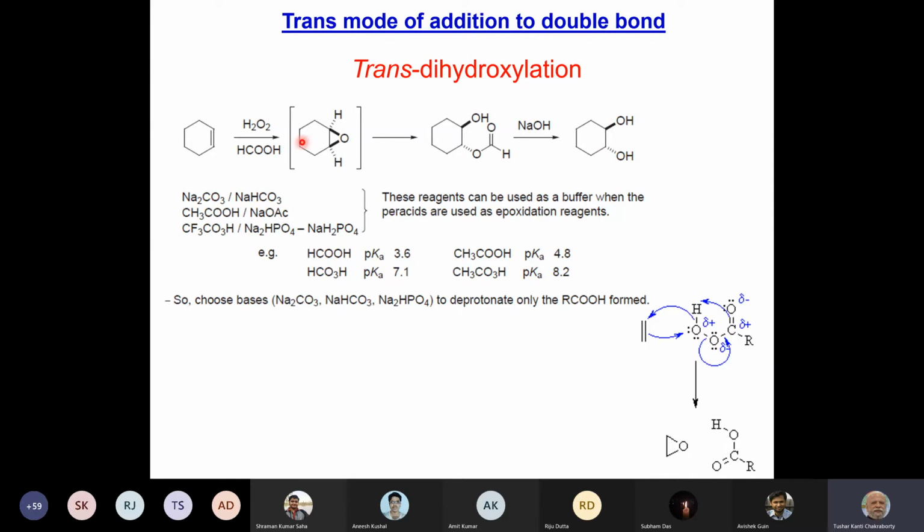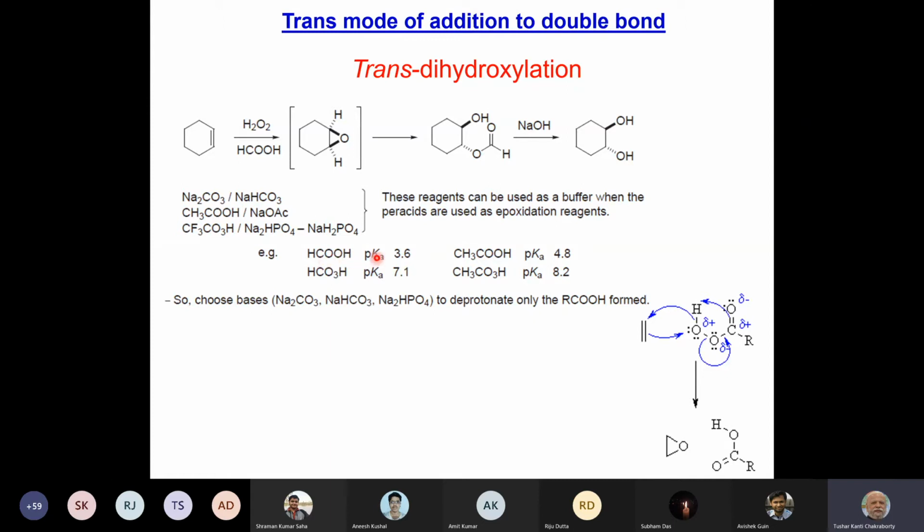And sometimes, of course, we want to stop the reaction at the epoxide stage itself. Then we use some kind of buffer so that this carboxylic acid does not remain as an acid, and it can deprotonate this acid. It will not deprotonate the peracid, but it will deprotonate the acid that is formed. So it does not get protonated, and there is no further opening of the epoxide. And this is for you to think about.